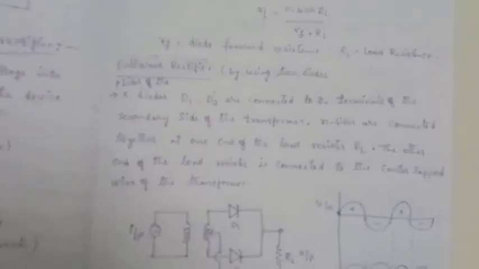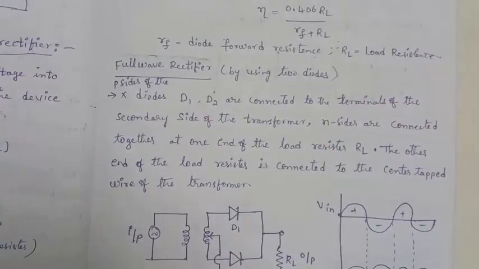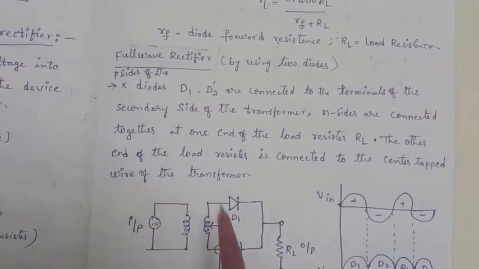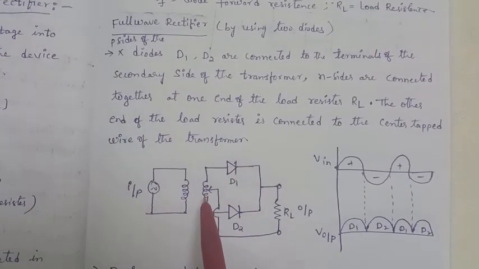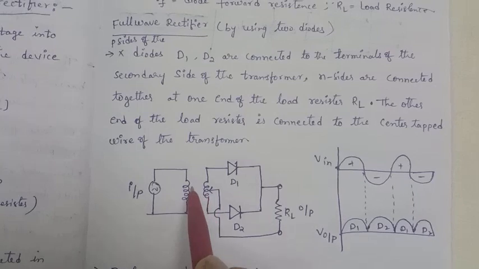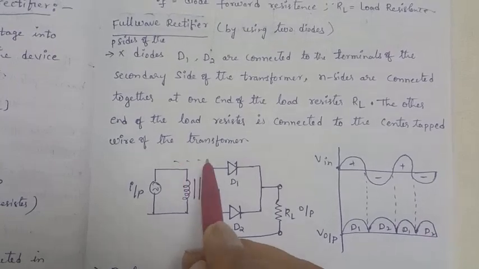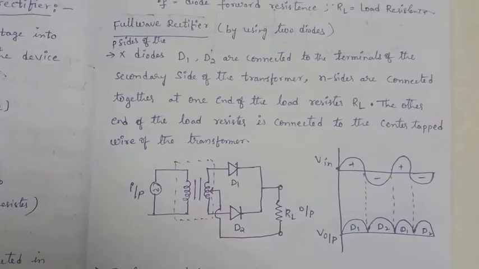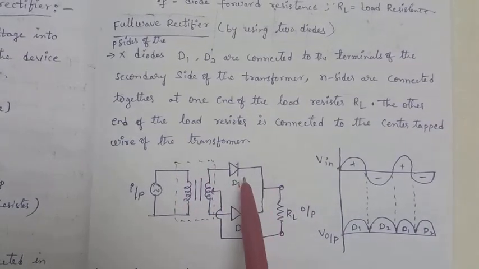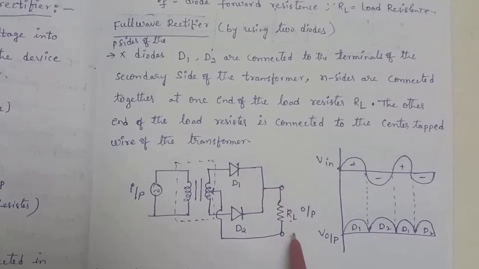And what about the full wave rectifier? By using two diodes we are converting. The P sides of the two diodes are connected to the secondary side of the transformer. Here it is the transformer. The negatives of the two diodes are connected together, and that end is connected to the load resistor. The other end of the load resistor is connected to the center tap wire of the transformer.